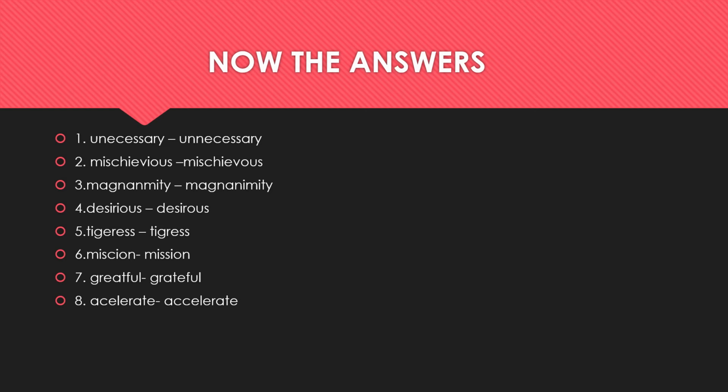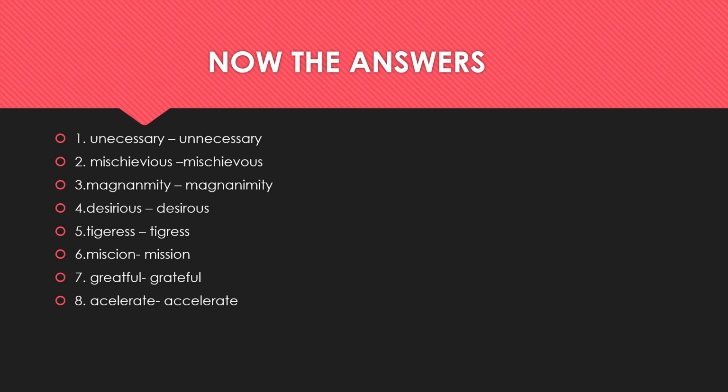Then the third word, magnanimity. And what is the spelling? I is not here. So you have to add the I. Magnanimity should have an I in between N and M. Then the next one, desirous. There is one extra I. It is not RIOUS. It is just ROUS.